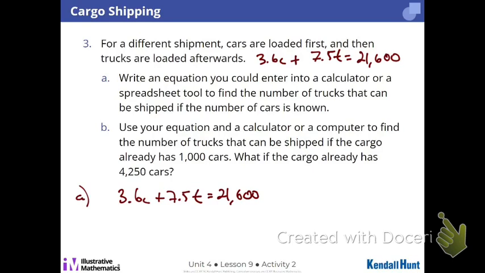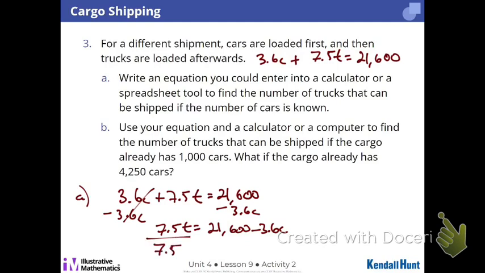So Meredith, how do I get rid of 3.6C? Yeah, minus 3.6C to make these equivalent equations. So 21,600 minus 3.6C. And this makes sense. What this currently is saying is the weight of all the trucks needs to equal all the weight it can hold minus the weight of the cars. Like even our equivalent equations make sense in context, okay? Then I'm going to divide the weight that's left by 7.5, and that'll tell me how many trucks I can get. So the number of trucks is equal to 21,600 minus the weight of all the cars divided by the weight of one truck. So this would be for A.